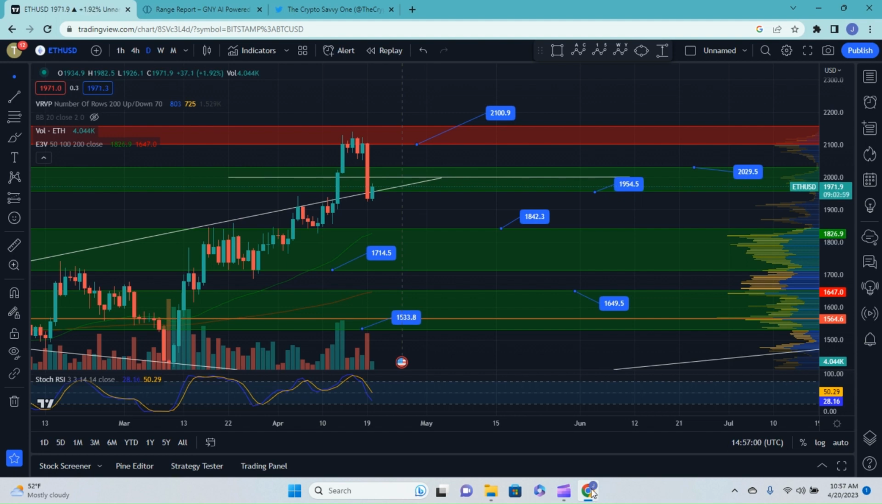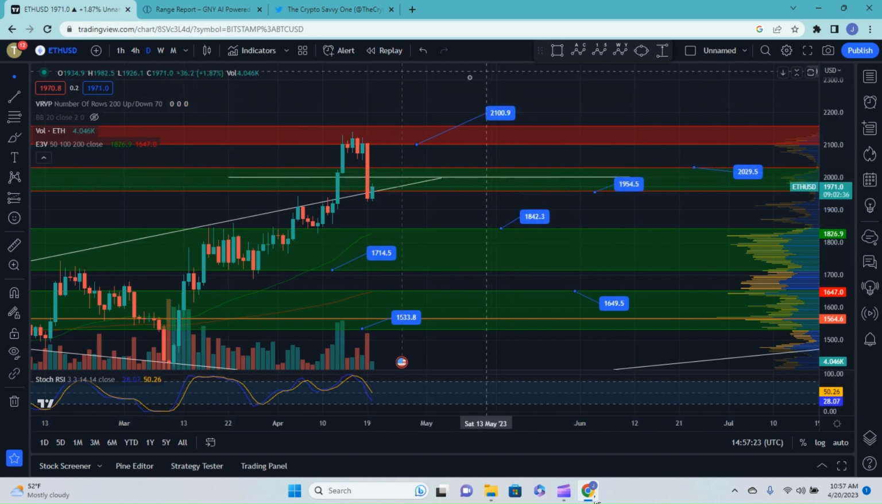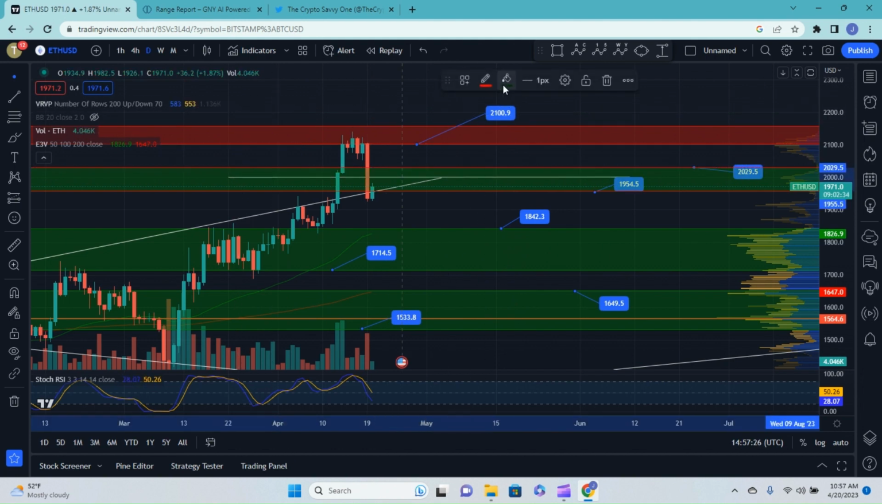Looking at Ethereum, you can see that we are currently sitting at $1,972. On one of the last videos we did with Ethereum, I changed this green support band from red to green, and I said at the time, this might be a little too early, and it was. We didn't hold. So we're going to switch it back to red.